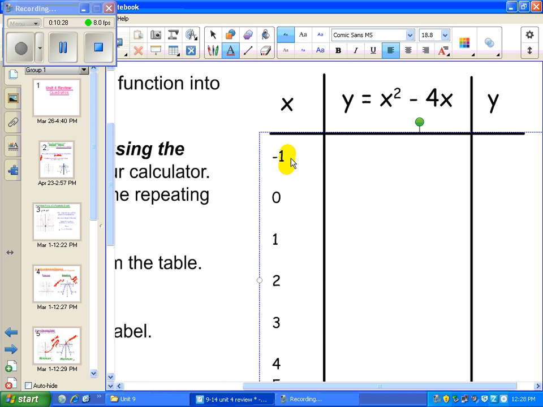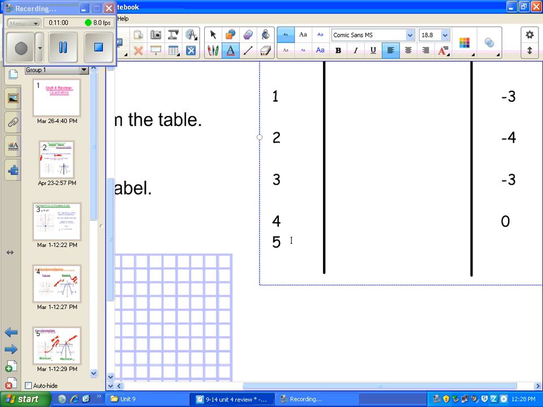And then those correspond to 5, then 0, then -3, -4, -3 again. And if you notice, my points are going to be symmetrical, so I'm going to get a pattern, and that's what you're trying to get, is a pattern. 0, and then 5 again.